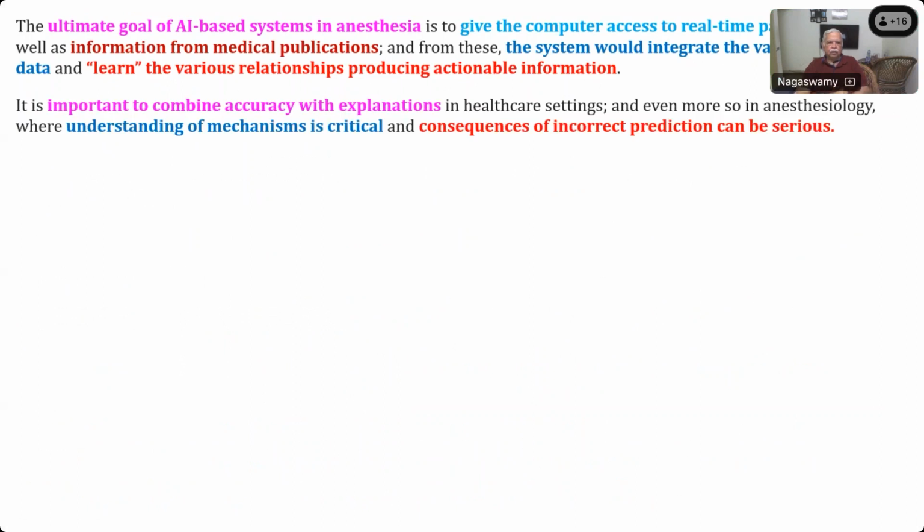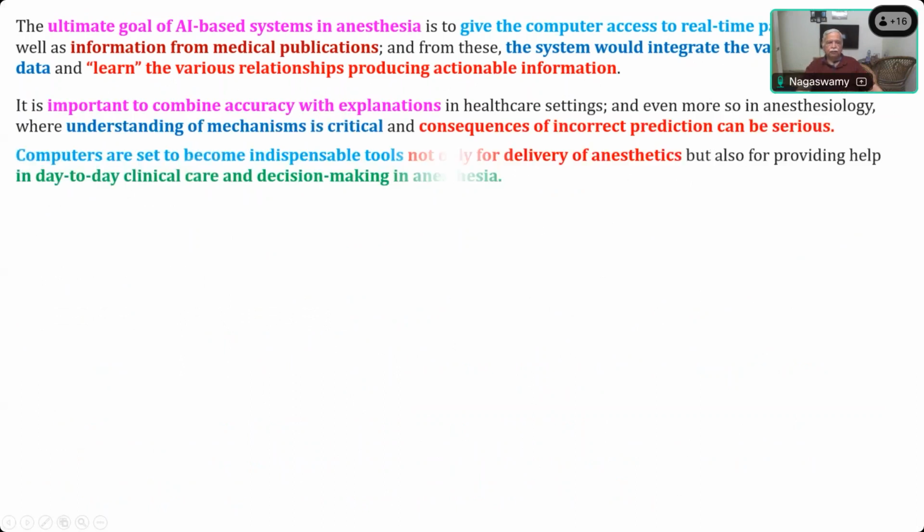So it is important to combine accuracy with explanations in healthcare settings, and even more so, understanding the mechanisms is critical, and the consequences of incorrect prediction can be very, very dangerous. So computers are said to become indispensable tools not only for delivery of anesthesia, but also for day-to-day clinical care and decision making in anesthesia, which you will see shortly.